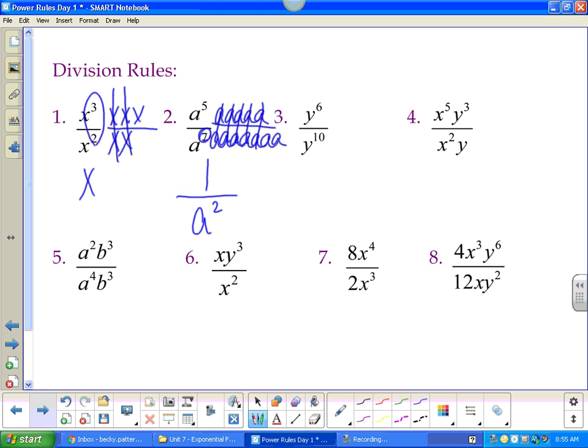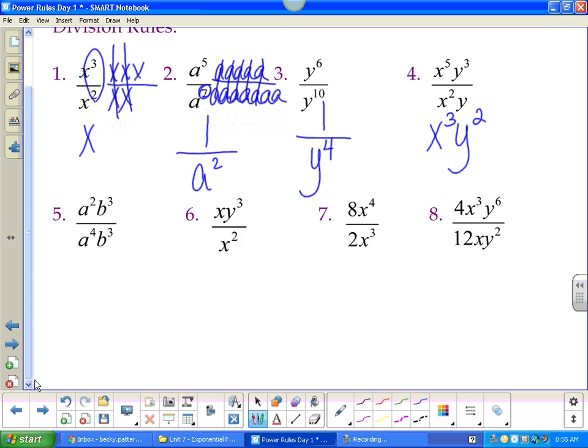So for number 3, how many would be left? 4. And where would they be? On the bottom, because that's where I have more to begin with. Okay, x's. Now just look at your x's. How many are left? 3. And where would they be? On the top, because that's where I have more to begin with. Y cubed and y. So that's going to give me a y squared, and it's going to be on the top because that's where I have more to begin with.